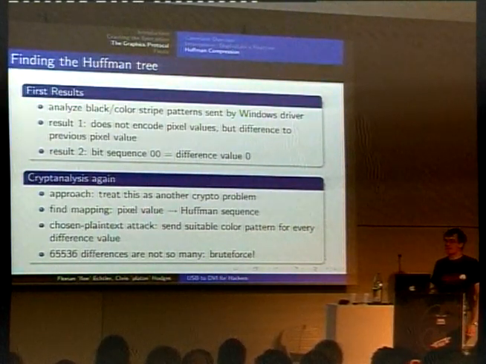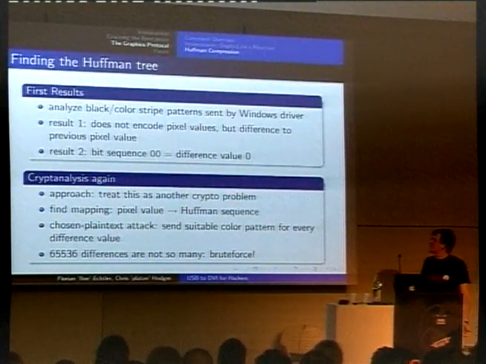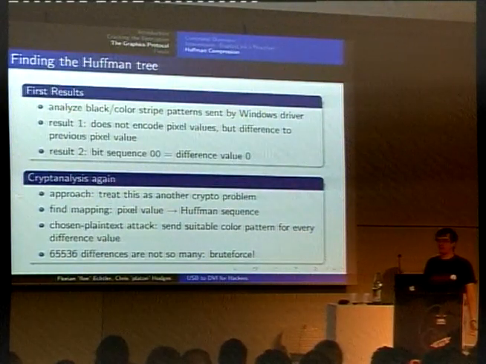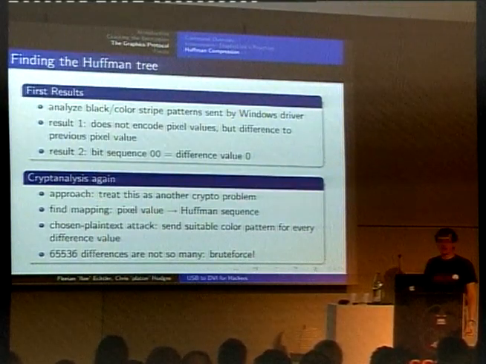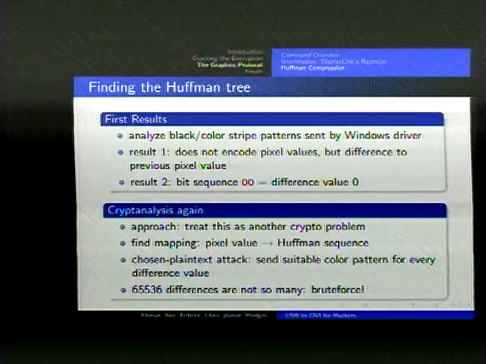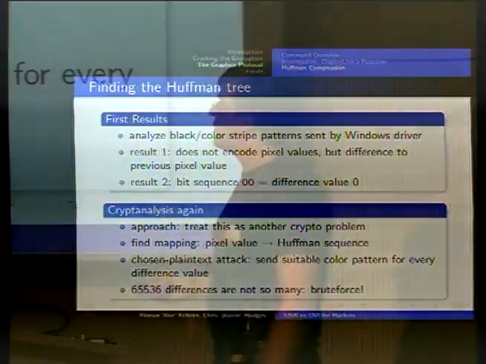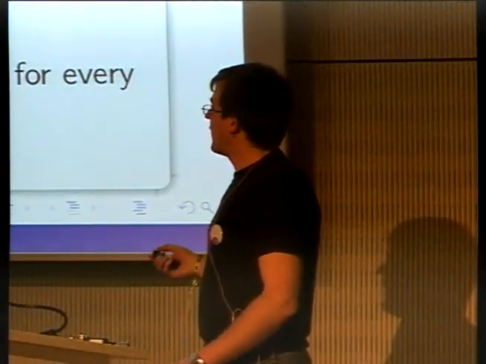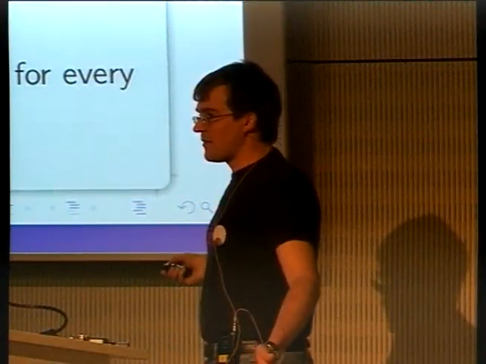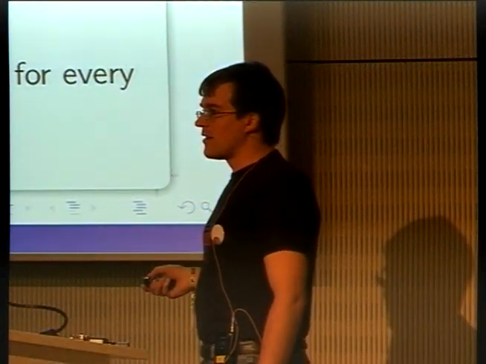Now, the next step was to just treat this as another crypto problem and find the table again, which gives you the Huffman sequence for a certain pixel value, or rather difference value. And so we tried basically a chosen plain text attack, which means we just send a suitable color pattern through the Windows driver, for every difference value which might occur in the data.